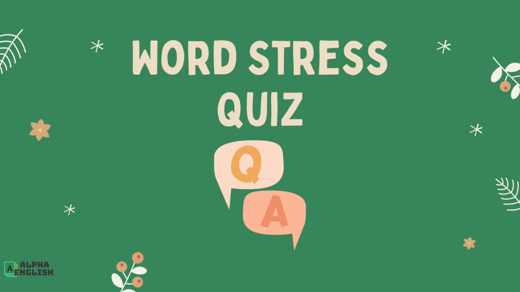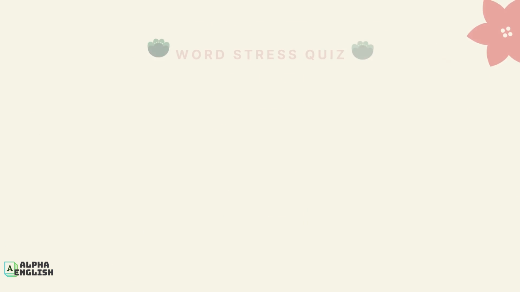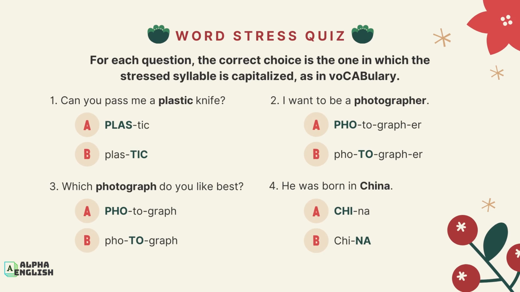Now let's take a quiz. For each question, the correct choice is the one in which the stressed syllable is capitalized, as in vocabulary. 1. Can you pass me a plastic knife? 2. I want to be a photographer. 3. Which photograph do you like best? 4. He was born in China.